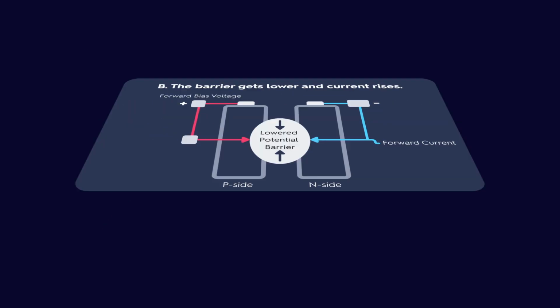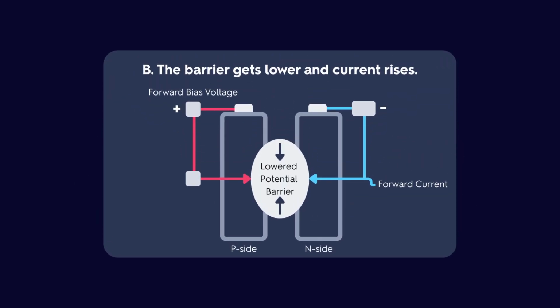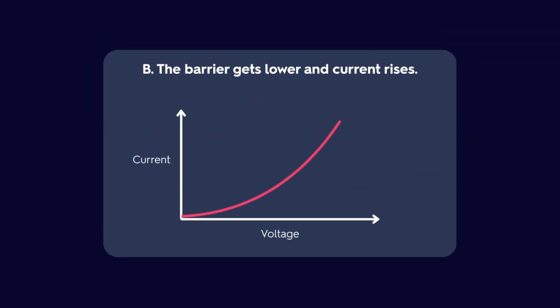Time's up. The correct answer is B. The barrier gets lower and current rises. But to really understand why that happens, we first need to recall what the junction looks like before any battery is connected.